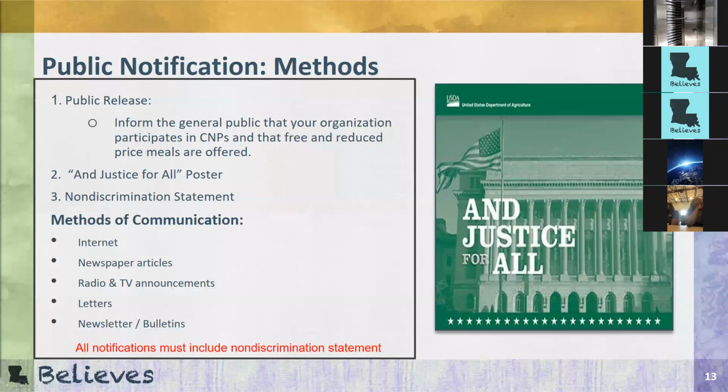The non-discrimination statement: all informational materials, including websites used by CNPs to inform the public about FNS programs, must contain the non-discrimination statement. Public notification can include methods such as internet and computer-based applications, newspaper, radio or television, letters, leaflets, and brochures, bulletins, and just make sure to convey the message of equal opportunity in photos and other graphics that are used to promote the program information to applicants or participants.